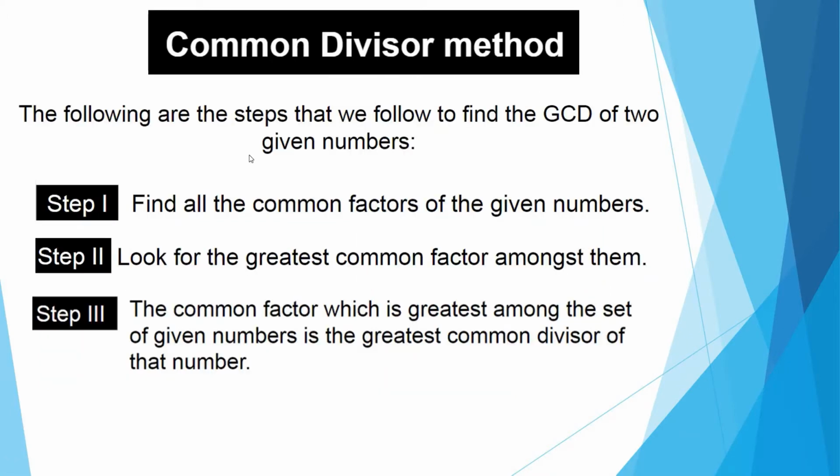Common divisor method. The following are the steps that we follow to find the GCD of two given numbers. Step 1. Find all the common factors of the given numbers. Step 2. Look for the greatest common factor amongst them. Step 3. The common factor which is the greatest among the set of the given numbers is the greatest common divisor of that number. So, let us understand these steps with the help of an example in the next slide.